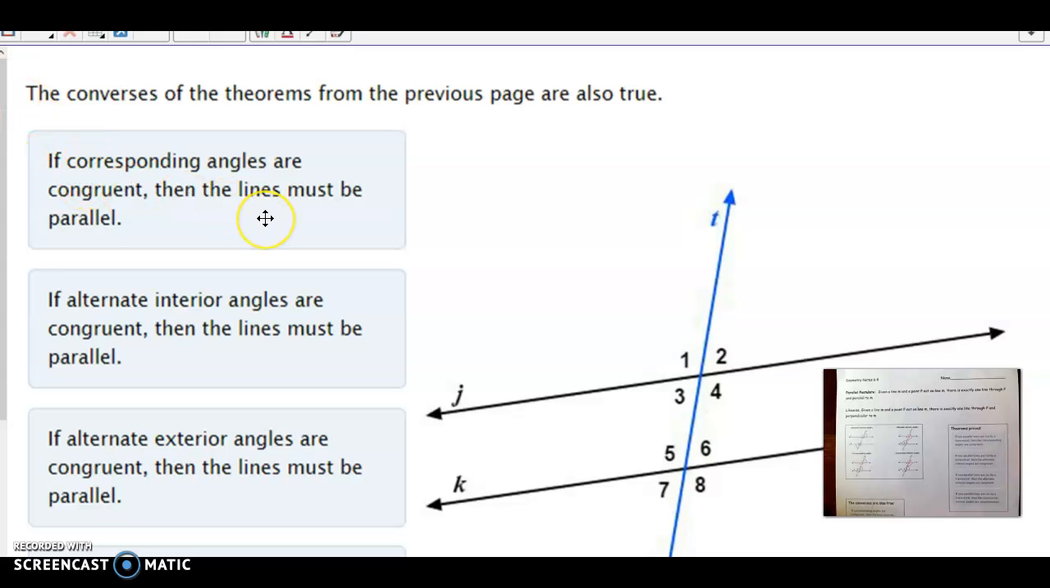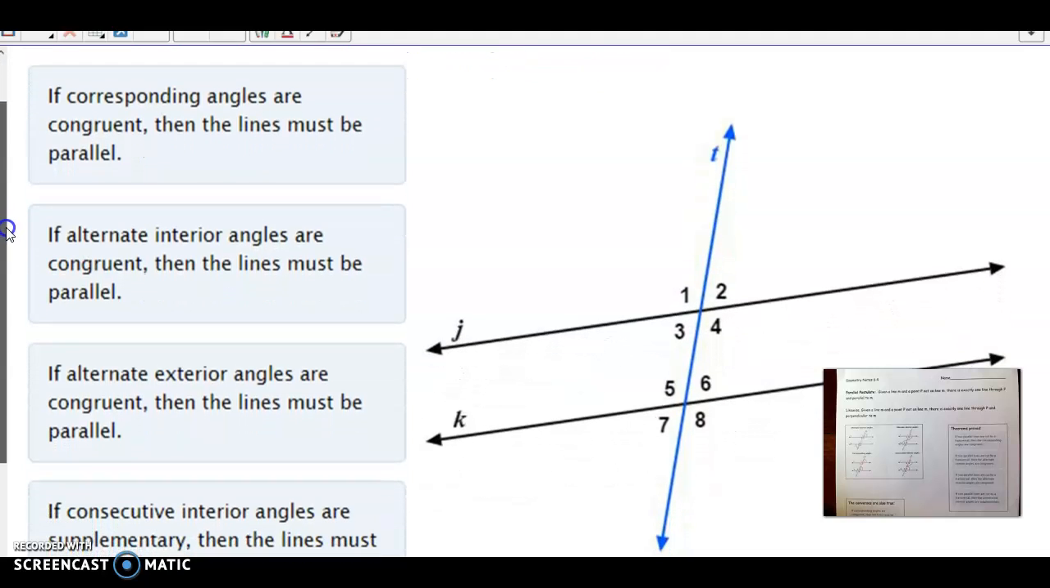The converses of the theorems are also true, and that helps us prove whether lines are parallel or not. So if I knew angles 2 and 6 were congruent, then I could use that to say that these lines are parallel. Same thing, if the alternate interior angles like 3 and 6 were congruent, that tells me the lines are parallel. If the alternate exterior angles like 1 and 8 are congruent, then that means lines J and K are parallel.